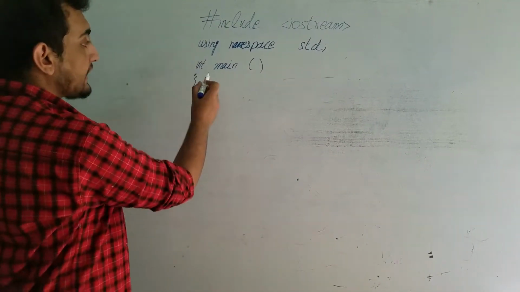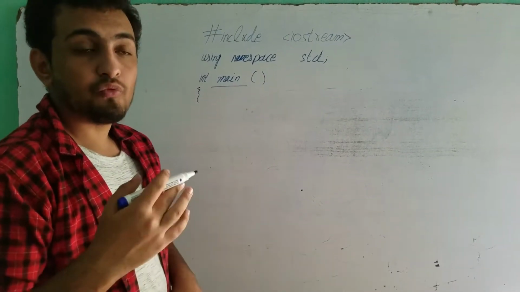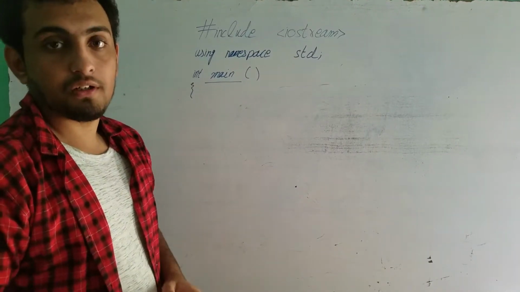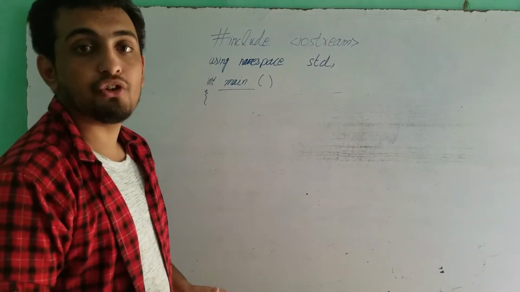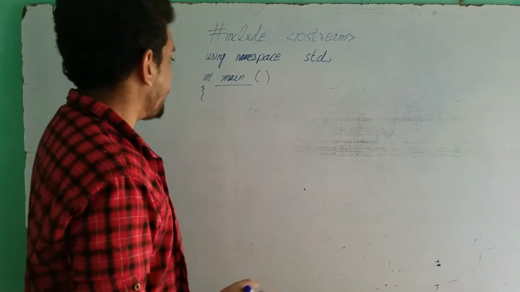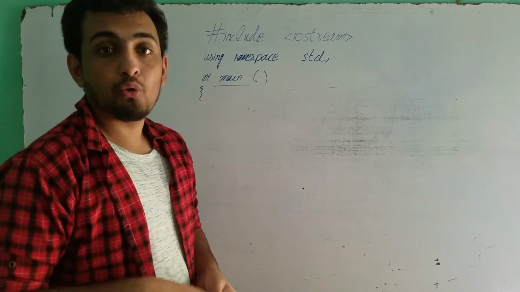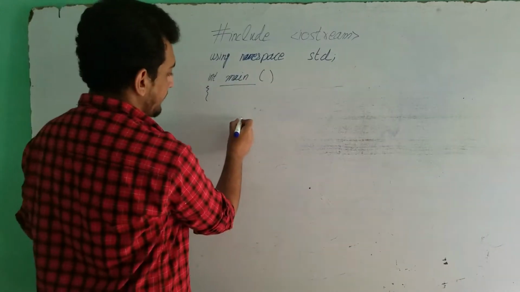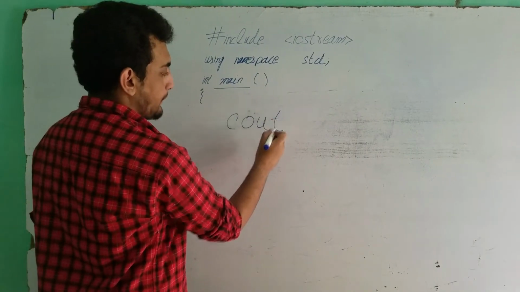I told you that int main is the execution block. So everything that we write in this block will be executed. Everything we output or we take input from the user will be done right here in int main. So I will write something magical that will be used to output something on your console screen. So let's start. That will be cout.